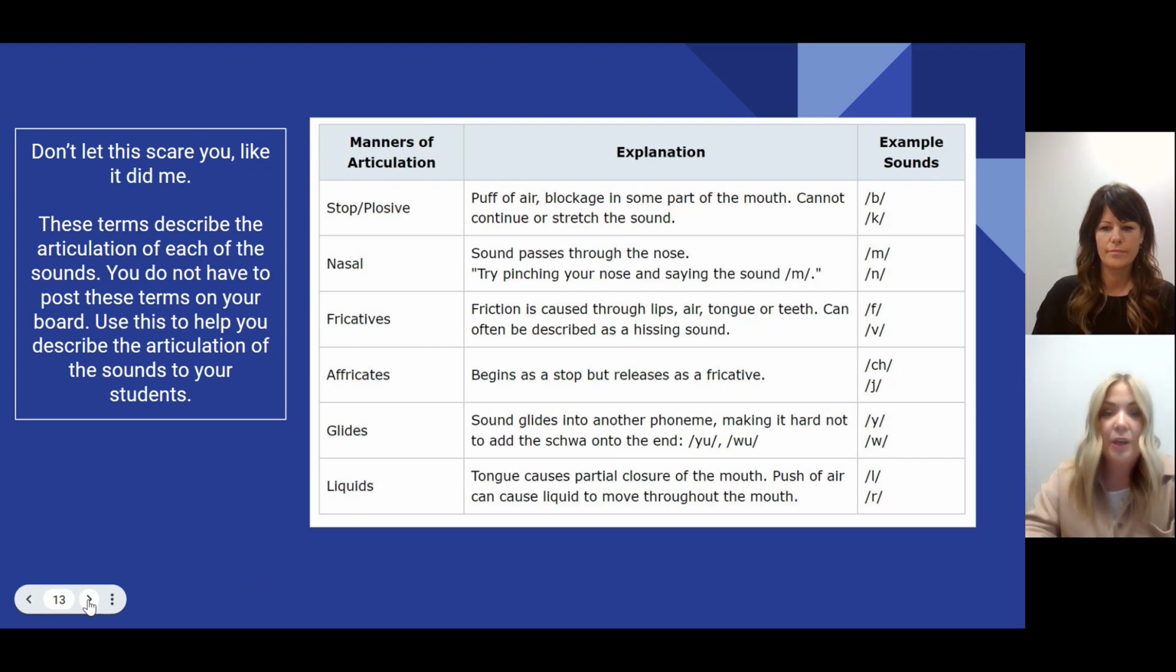So the last sound are the liquids, and this is where the tongue causes partial closure of the mouth, and you push air, or the push of air can cause the liquid to move through the mouth, like L and R. So these sounds are your liquids.